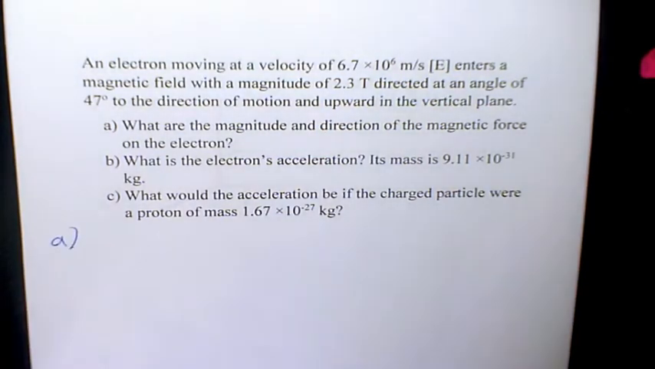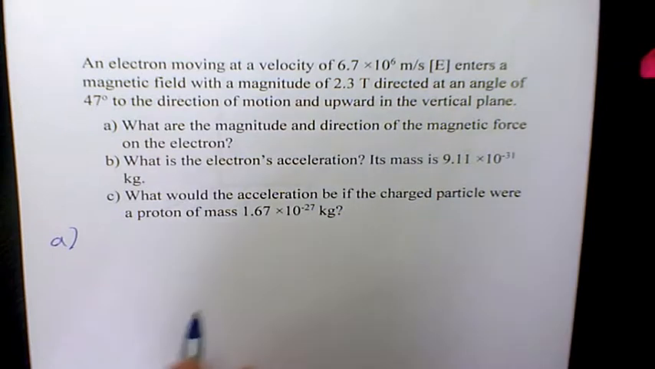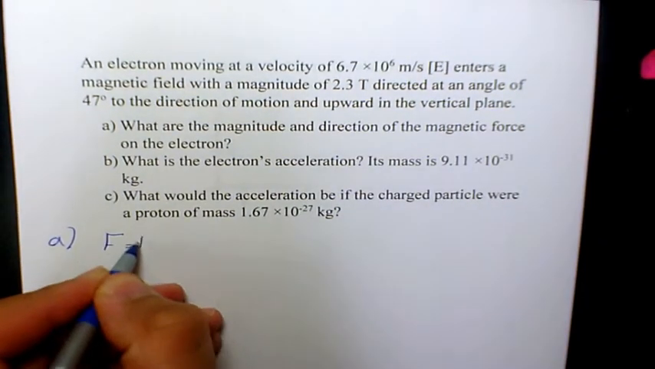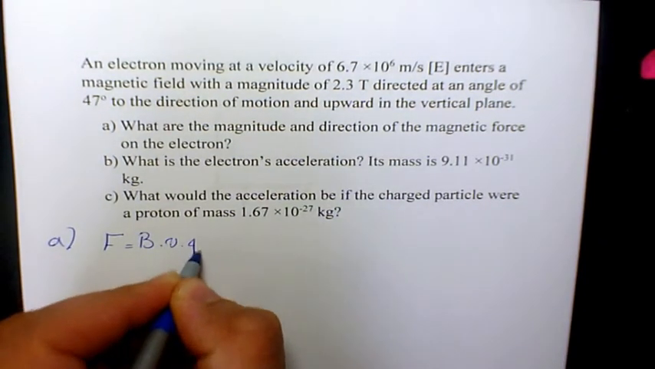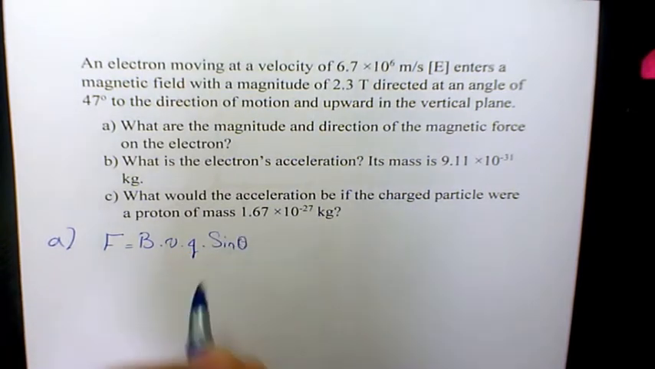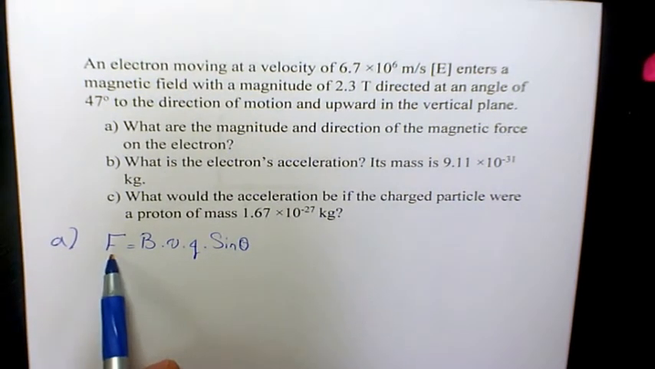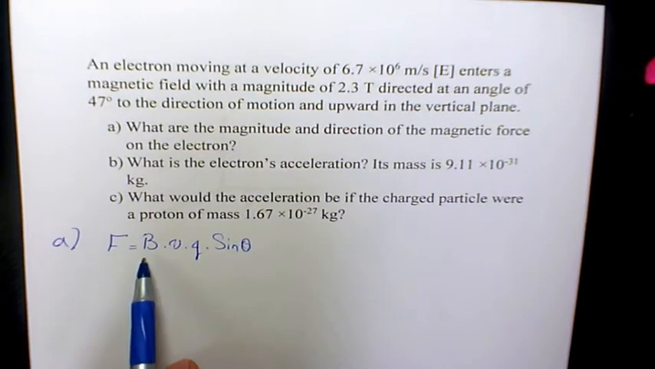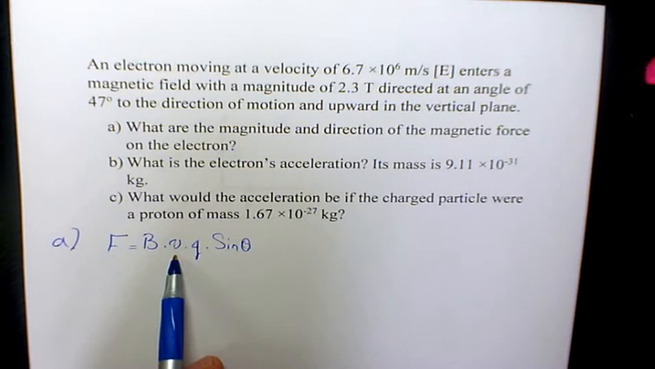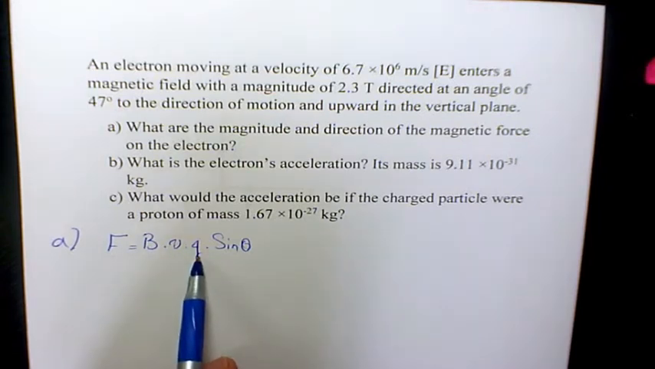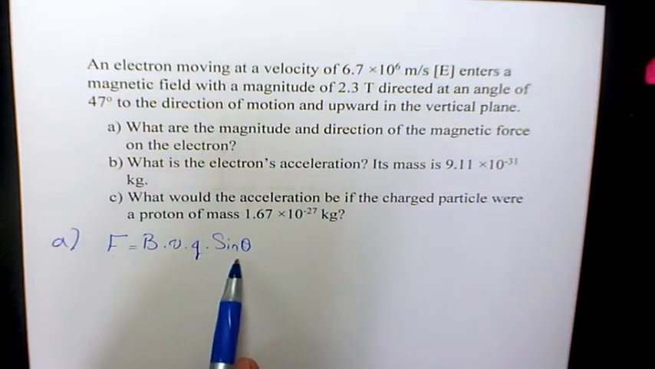We need to find out the magnitude and direction of magnetic force. F equals B times V times Q times sine theta. F is the magnetic force in terms of Newton, B is magnetic field strength in terms of Tesla, V is velocity of charged particle in terms of meters per second, Q is the charge of the particle in terms of Coulomb, and theta is the angle between magnetic field and velocity direction.